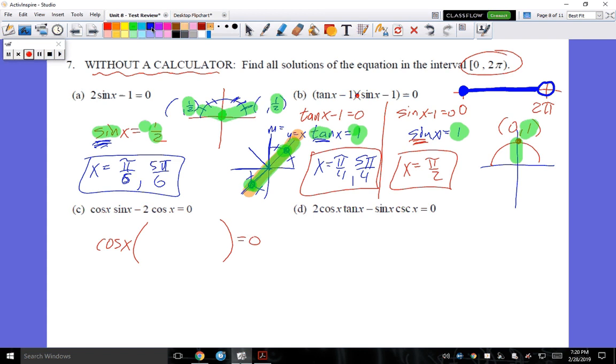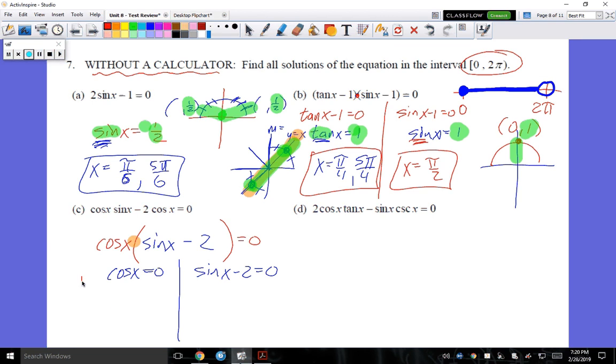So what's left, if you divide out a cosine from this first term, is sine. And what's left over here, if you divide a cosine from this one, would be minus 1. And yes, if you were to redistribute, you would get the original problem that was given to you. Now that I have multiplication existing between these two pieces, I can go ahead and have two sets of answers. Cosine of x is equal to 0, and sine of x minus 2 is equal to 0. And then we're just going to solve for x like there were two different problems.